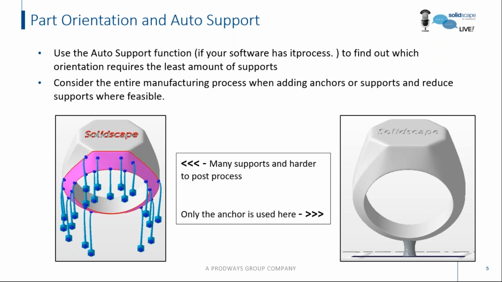So if you look at the model on the left, you'll see that there's a number of supports, and they're also in a place of the ring that when you post-process that, it might be hard to get rid of the pits, whereas the model on the right-hand side just uses an anchor, which would be easier to post-process later on. Make sure that supports don't touch or pass through a model if it's a complex model. And again, consider that entire manufacturing process when adding anchors or supports so that you can reduce the number of supports where feasible.